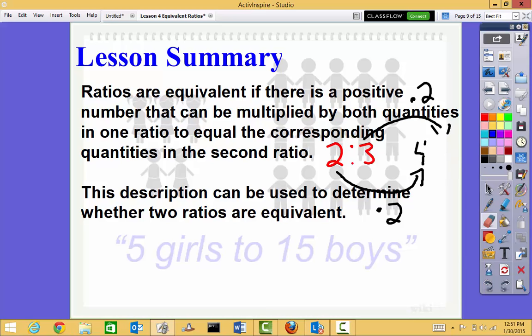What if this was a 9 instead? Would they be equivalent? Well, let's look at our definition. It has to be multiplied by the same positive number. This one is multiplied by a 3. 3 times 3 is 9, so that part's correct, but this 3 is not the same as that 2. So they are not equivalent.